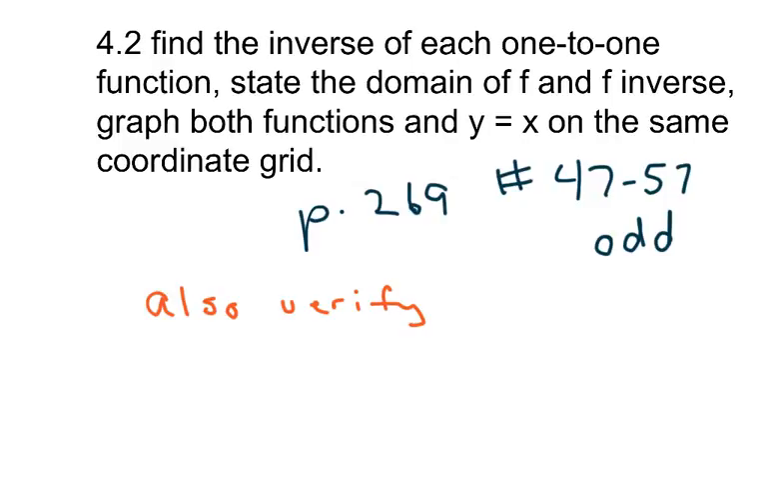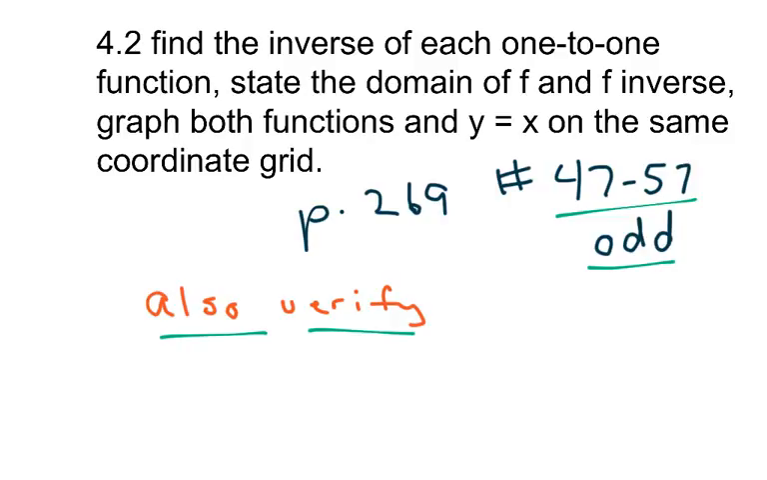For 4.2, we're going to find the inverse of each one-to-one function. Basically, we're doing 47 through 57, odd. You're going to state the domain of f and f inverse and graph both functions on the same coordinate grid. We also have to verify that you did it right and that they are indeed inverses of each other.